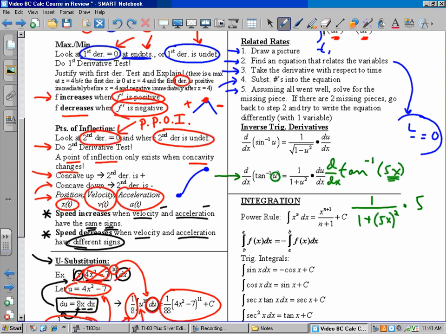I guess, on one of the review sheets that I was doing, they asked for the derivative of inverse cosine. So you should know that the derivative of inverse cosine is negative 1 over the square root of 1 minus x squared. So the derivative of inverse cosine is the same as inverse sine, just with a negative in front.